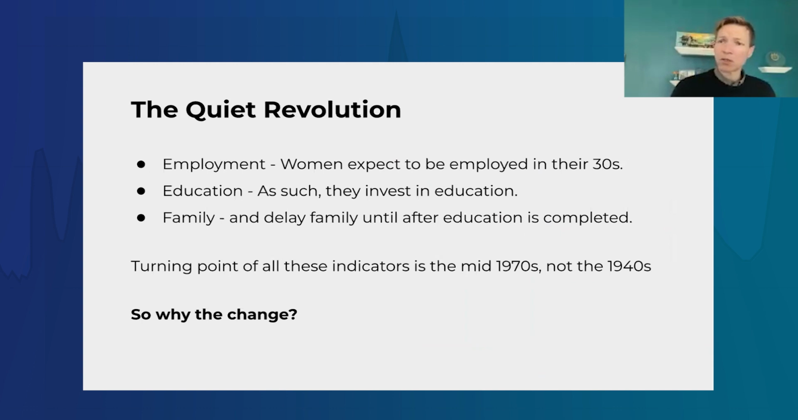They call this transformation in the working life of women a quiet revolution, because it's not like a big bang, it doesn't change all at once. It's really an evolution over time, where now there's an expectation for employment, an investment in education, and a delay in family formation. And if you look at the inflection point, the turning point, all of these happen in the mid 70s, not the 1940s.